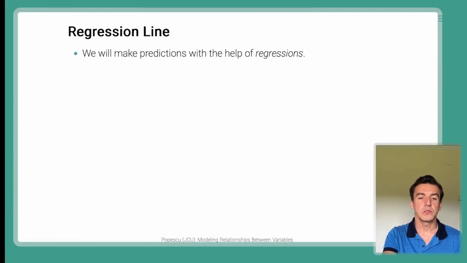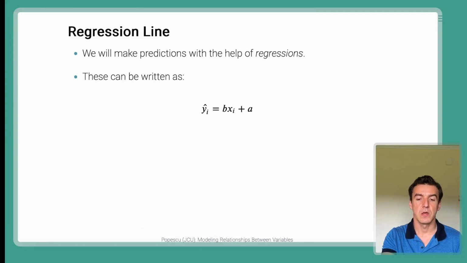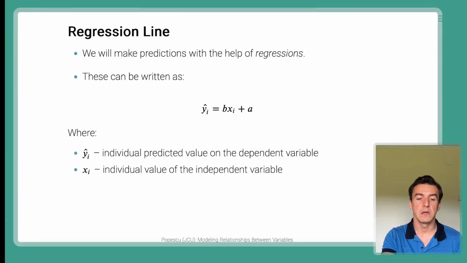Okay, moving on to how to calculate a regression coefficient and how to plot a regression line. So we typically make predictions with the help of regressions. A simple regression can be written as ŷi = bxi + a. So what does this mean?